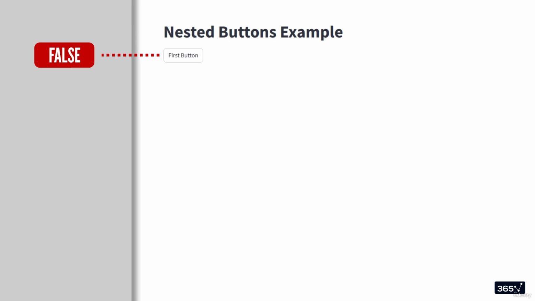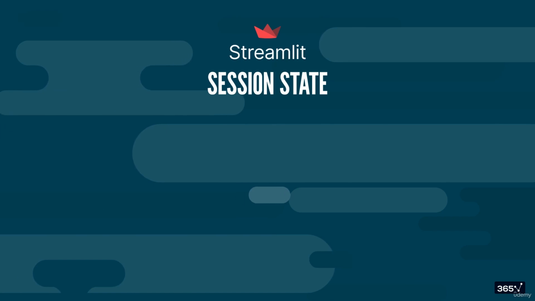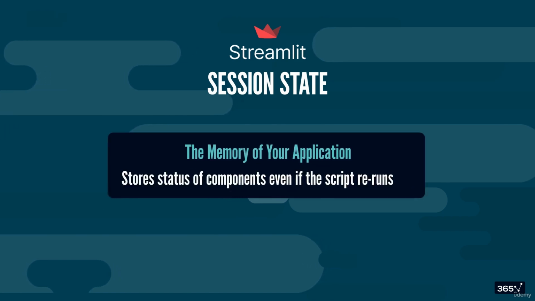Streamlit provides a system called session state. The session state acts like a memory bank for your app, allowing it to remember the status of components even when the script reruns. This way, your app can keep track of user interactions without losing information or resetting elements. Alright, let's dive into how we can fix our code using the session state.